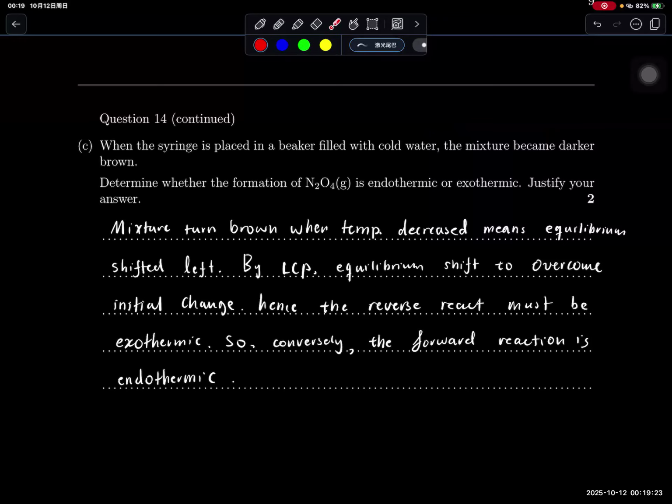So the reverse is exothermic, forward will be endothermic. As the mixture turns brown when temperature decreases, that means the equilibrium shifts to the left. By LCP, the equilibrium will overcome this initial change. Actually, no, I'm going to correct myself. It's not overcoming, it's minimizing. It never minimizes more than what you changed. Minimize. So hence the reverse reaction must be exothermic. Conversely, the forward reaction is endothermic.